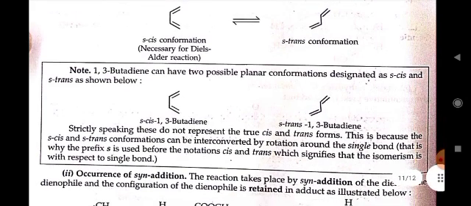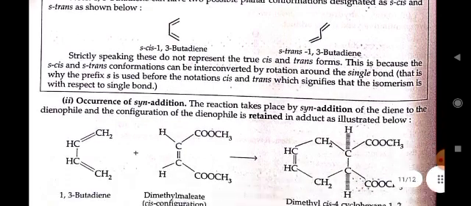Note: 1,3-butadiene can have two possible planar conformations designated as S-cis and S-trans, as shown below. Strictly speaking, these do not represent the true cis and trans forms. This is because the S-cis and S-trans conformations can be interconverted by rotation around the single bond. That is why the prefix S is used before the notation cis and trans, which signifies that the isomerism is with respect to the single bond.